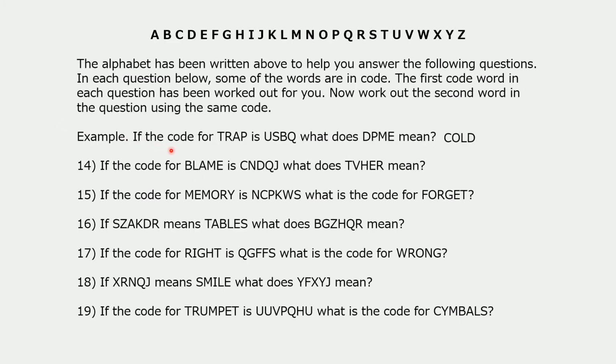Remember, this is just the example. We are working out whether our way of answering these questions is correct. Always look at the example to figure out whether this is the right question you think you are working out. Now, question 14. If the code for blame is CNDQJ, what does TVHER mean? Well, remember, we have the alphabet with us, so we can dictate as much as we want.